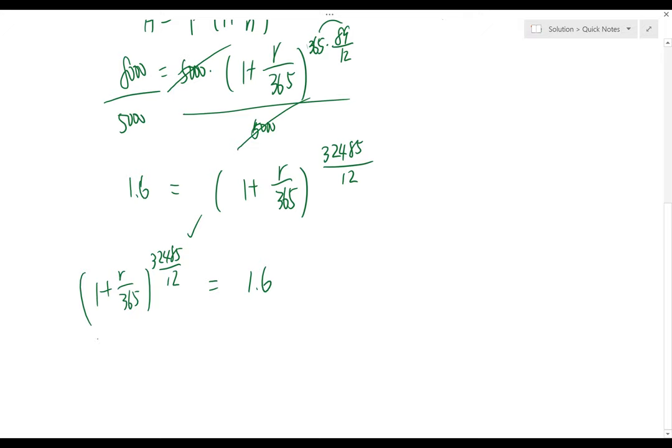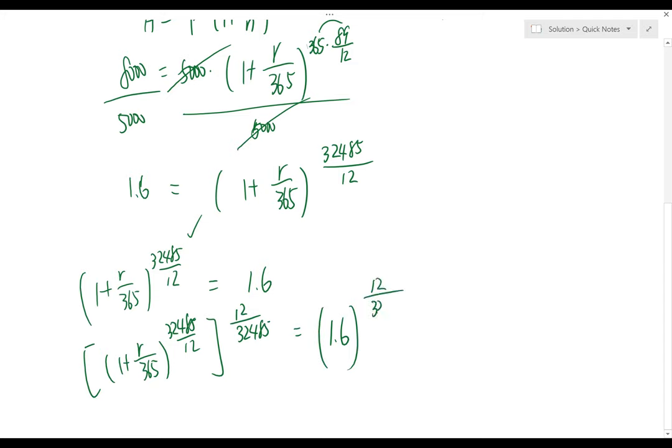So here, the reciprocal power. We have 365 raised to 32,485 over 12, and the reciprocal of this is 12 over 32,485. On the right, we do the same thing: 1.6 raised to 12 over 32,485.